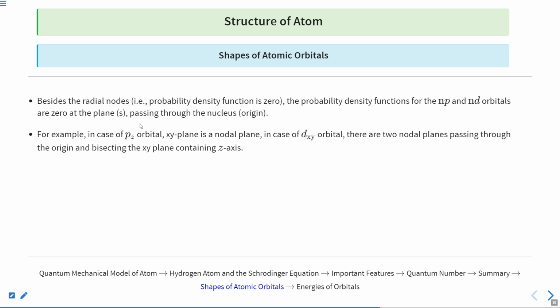As I have told you earlier, pz will be aligned along the z axis, px along the x axis, and py along the y axis. Clear? Now, the orbitals which are aligned along the axis are px, py, and pz for the p subshell, and in case of the d subshell we have dx square minus y square and dz square. These two orbitals are aligned along the axis. Clear? Whereas the remaining 3d orbitals are bisecting between the lobes.